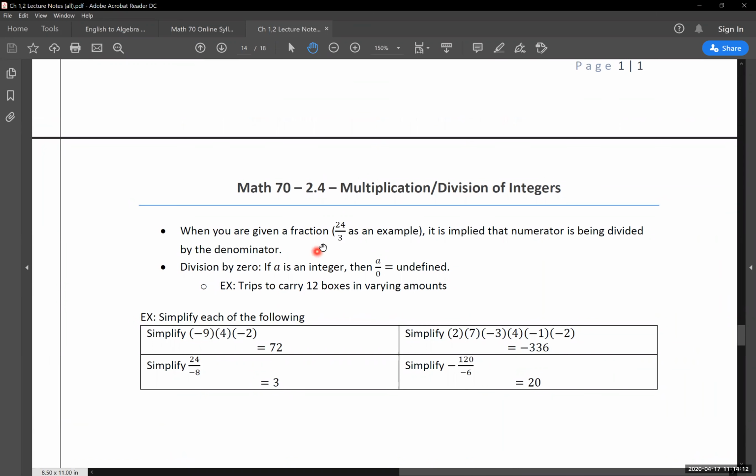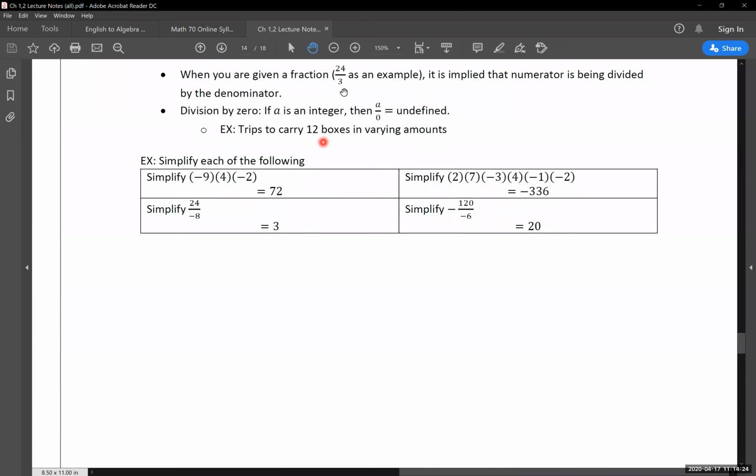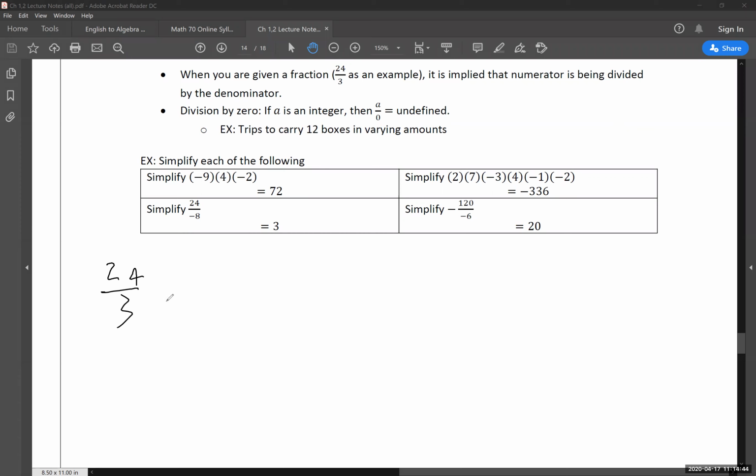So I'm going to move us over to the top of our next page. When you are given a fraction, we'll use 24 over 3 as an example, it is always implied that the numerator is being divided by the denominator. So when we have this written out, still you're going to use 24 over 3 as the example. When you are working with a problem on the homework, or working something out on your own, these two things are equal to one another. They are the exact same statement.